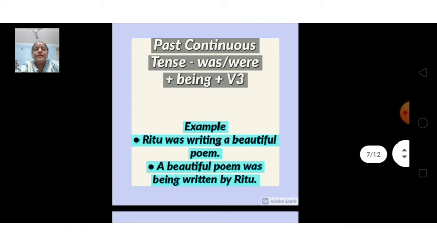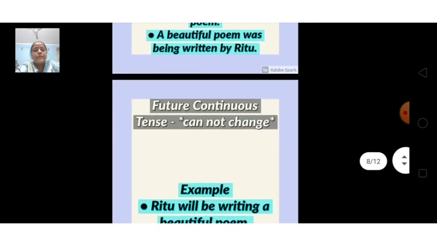Past continuous tense. In past continuous tense, was or were plus being. In continuous tense, we will use being. So being plus the third form of the verb. Ritu was writing a beautiful poem. So the answer will be a beautiful poem was being written by Ritu. Please don't forget being when it is a continuous tense.